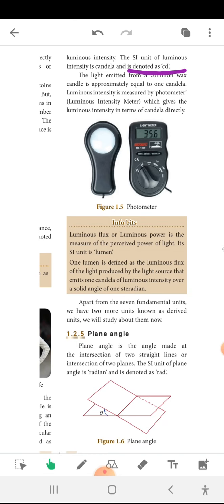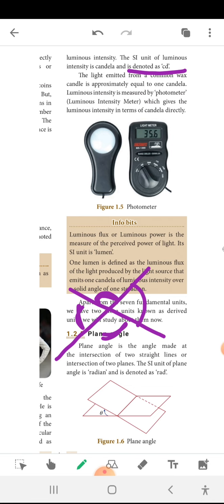Plane angle. A plane angle is the angle made at the intersection of two straight lines or the intersection of two planes. This is one line and this is another line. The intersection between these two lines gives an angle, which is called the plane angle, or the intersection between two planes is also called a plane angle.